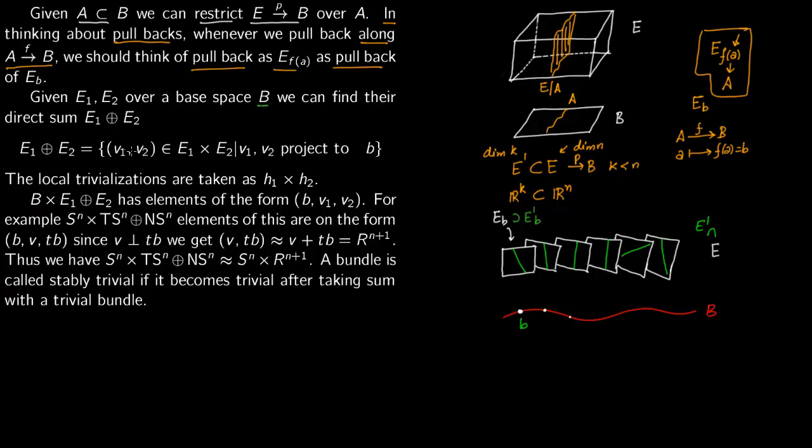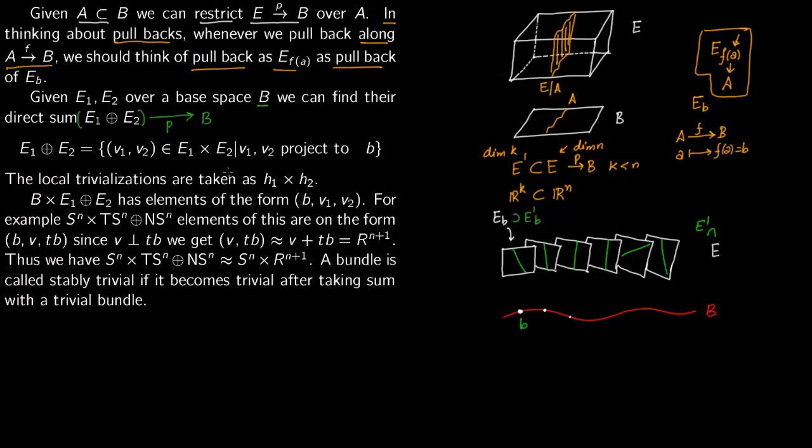This is how it looks like, (v1, v2), and both these vectors project onto the same point in the base space. So this vector bundle goes to the base space B, and these two vectors will project to the same base point b, and the local trivializations are taken just as h1 times h2. So h1 is acting on e1 and h2 is acting on e2. This is the simplest possible way to take the direct sum.